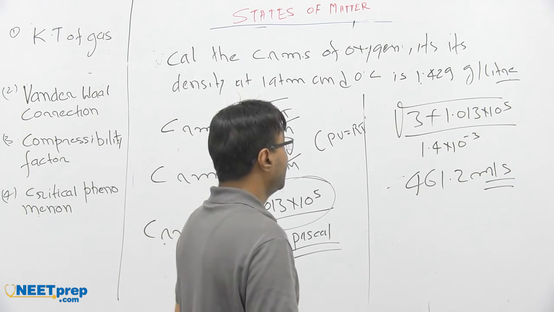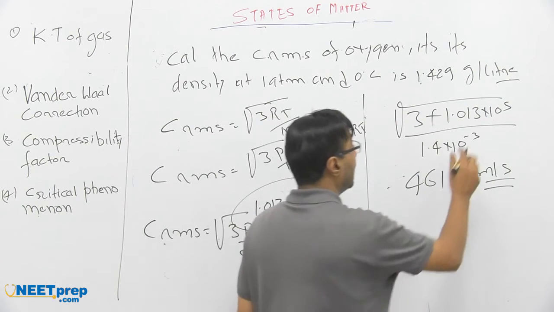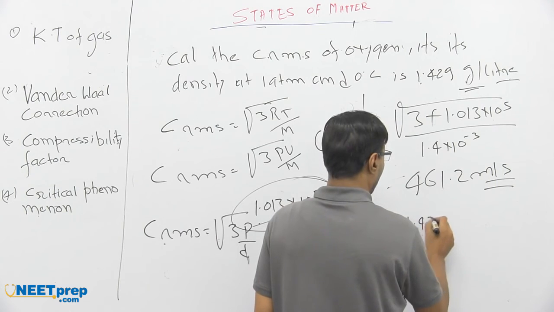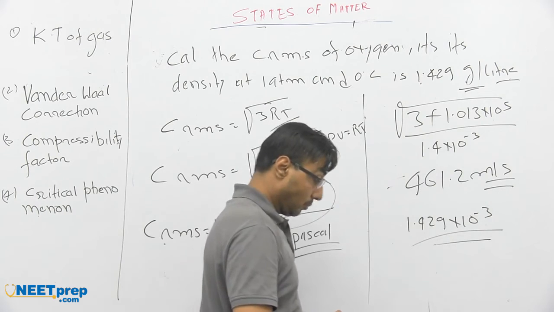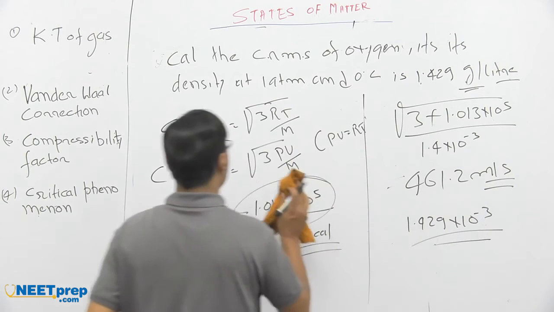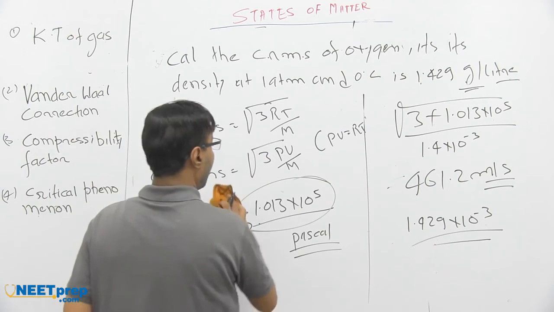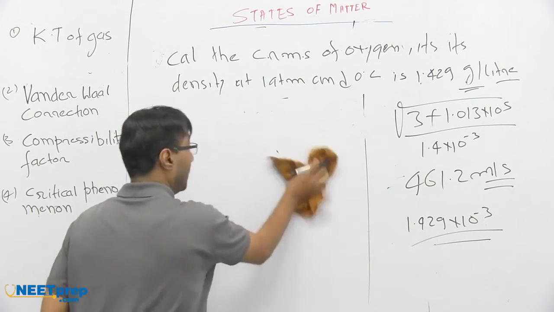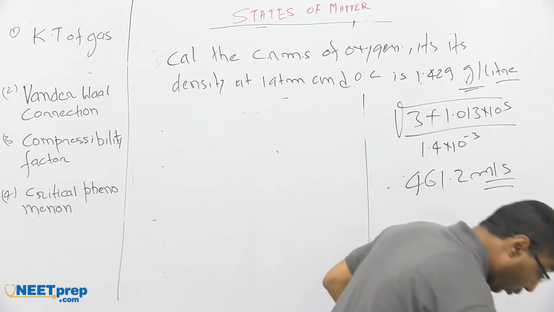And how to convert this gram per liter system? This gram, it means 1.429 into 10 raised to power minus 3. So the answer is finally 461.2.